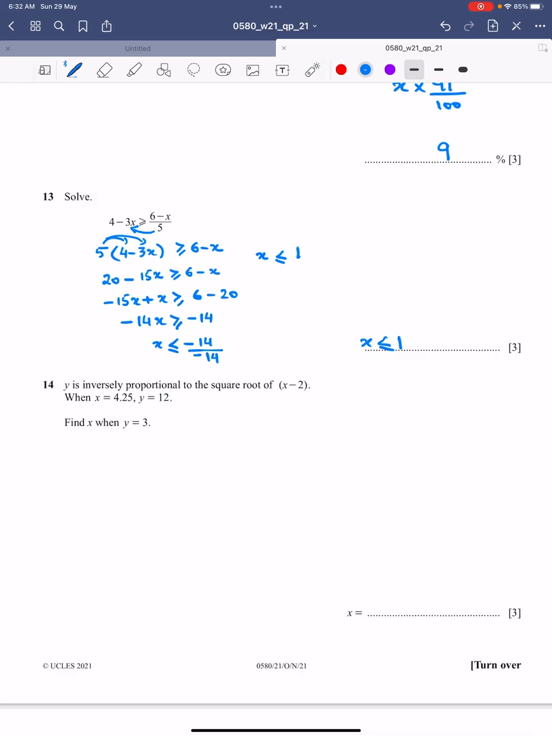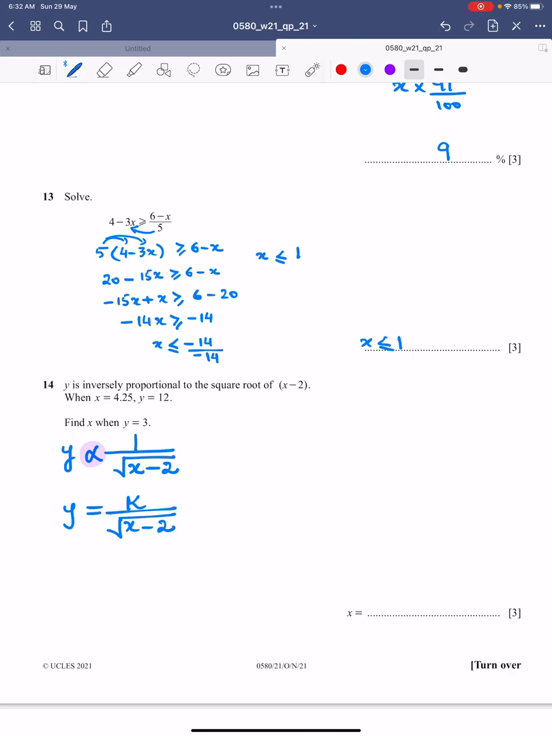Y is inversely proportional to the square root of x minus 2. So let us write this. Y is inversely proportional. Inversely proportional is always in the denominator. Inversely proportional to the square root of x minus 2. So we change the proportionality sign to equal to k. So we remove it and write equal to k divided by root of x minus 2.